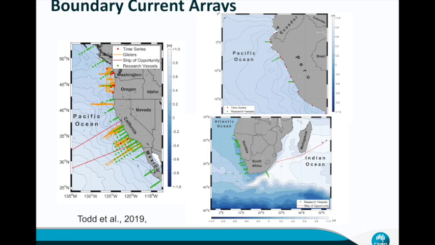So for those of you who are relatively new to the boundary current systems, I'd recommend you read Robert Todd's Ocean Science 2019 paper. It gives an idea of the backgrounds of where these mooring systems are and some of the challenges that we're facing.